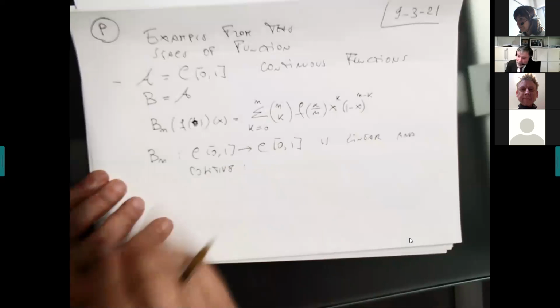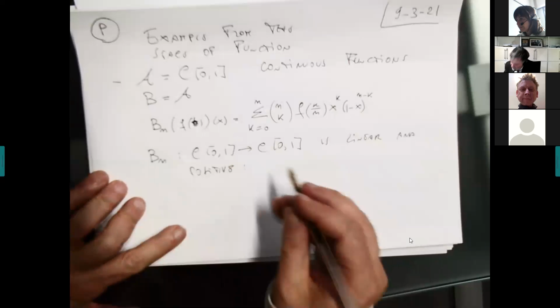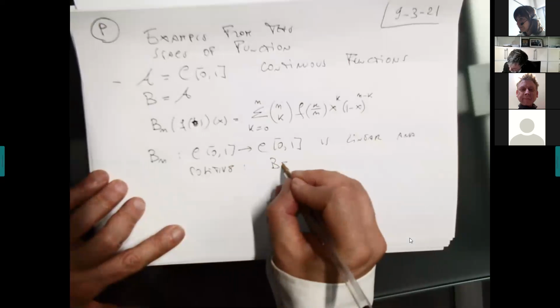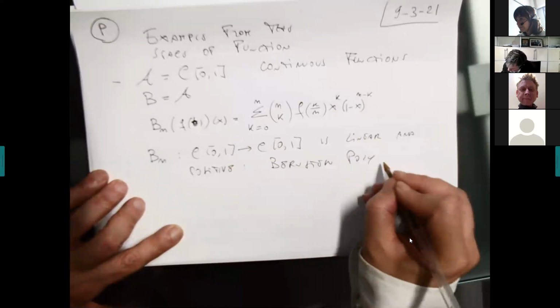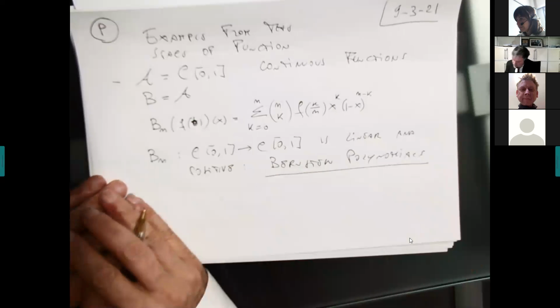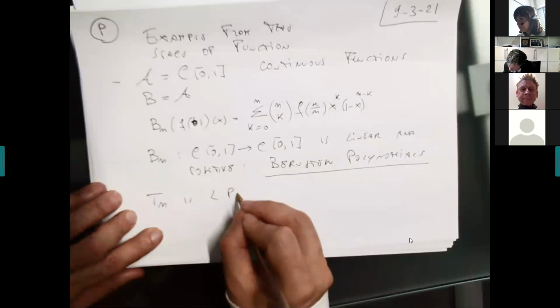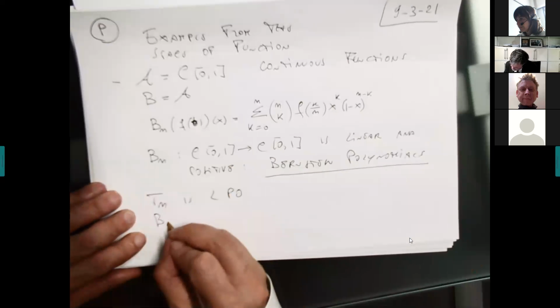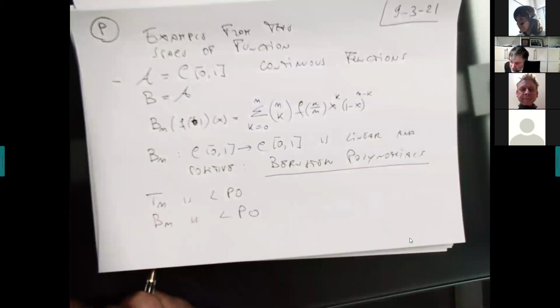Does someone of you know this object? These are the Bernstein polynomials. So Tn is an LPO, Bn is an LPO, and there are many other of these objects.